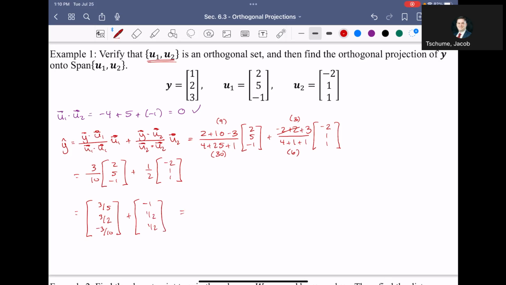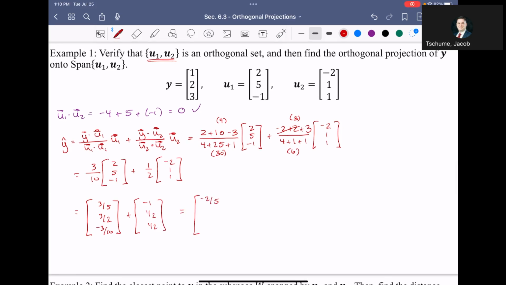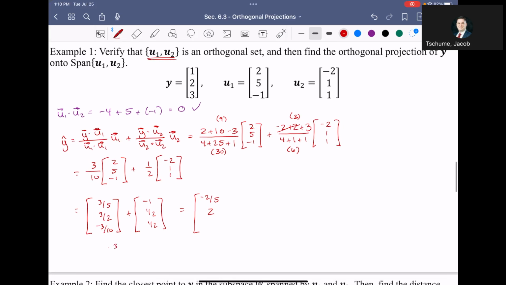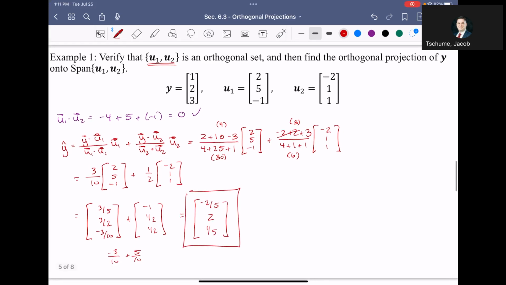So add these together, make sure you're doing your common denominators correctly. So I'm going to go through these kind of quickly. If you take 3/5, and you add a -1, so you're subtracting, you should get -2/5. If you take 3/2 plus another half, that's 4/2, which is 2. And finally, -3/10 plus a half, well, that would be -3/10 plus 5/10, which would be 2/10, and that simplifies into 1/5. And thus, you have just found your orthogonal projection of y onto the span of U1 and U2.